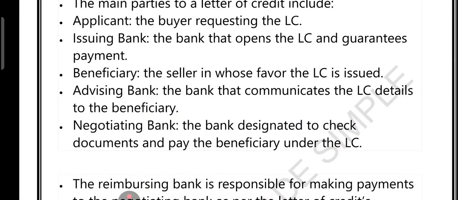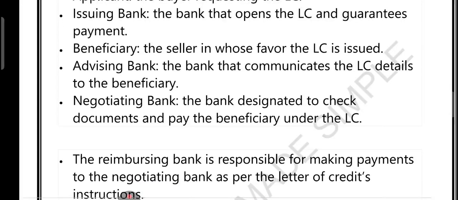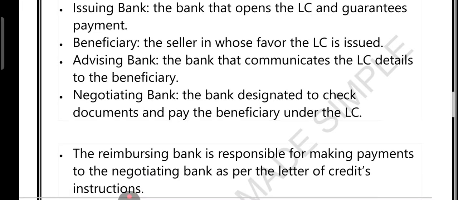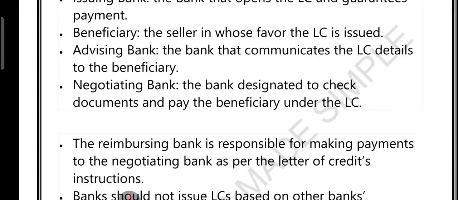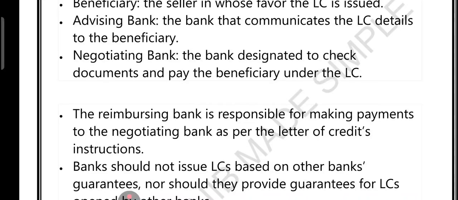Who are the key parties in a letter of credit? Applicant means the buyer requesting the LC. Issuing bank, which means the bank that issues the LC. Beneficiary means the seller receiving payment. Advising bank communicates LC details to the beneficiary. Negotiating bank pays after verifying documents. Reimbursing bank handles the actual payment to the negotiating bank.